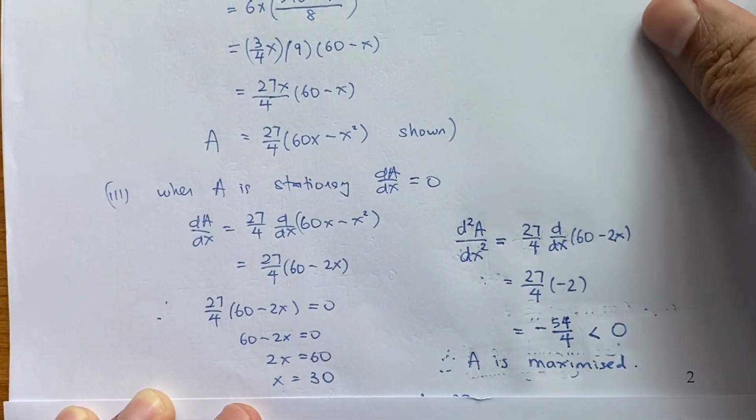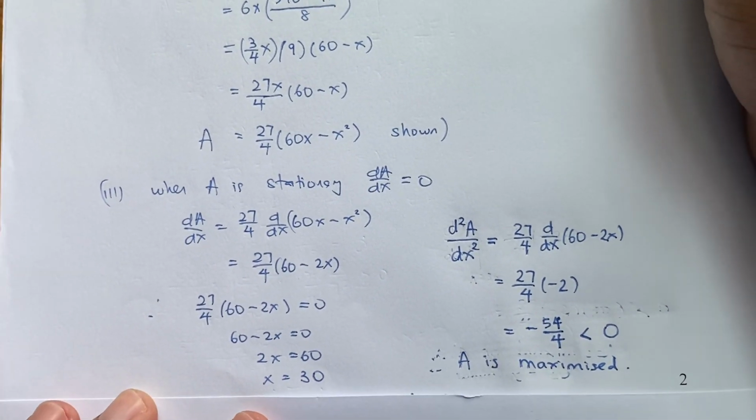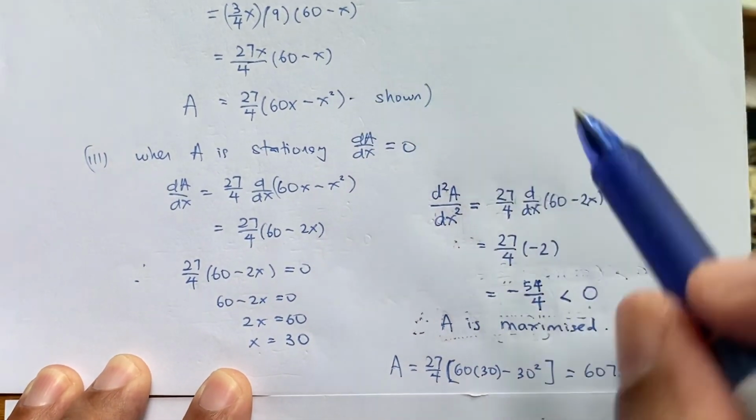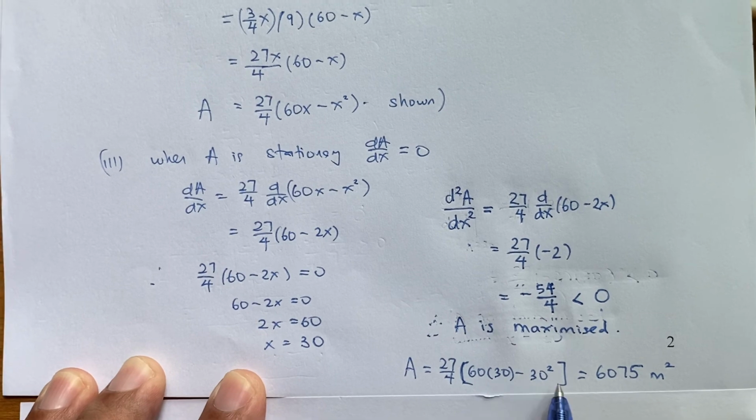Now, what is the maximum value of A? Of course, we can find that from the formula here. We just substitute and you're going to get the value.